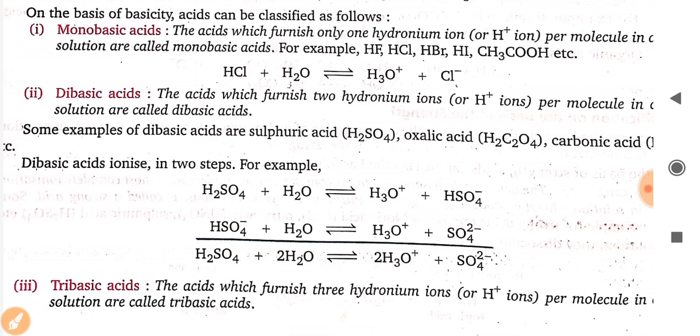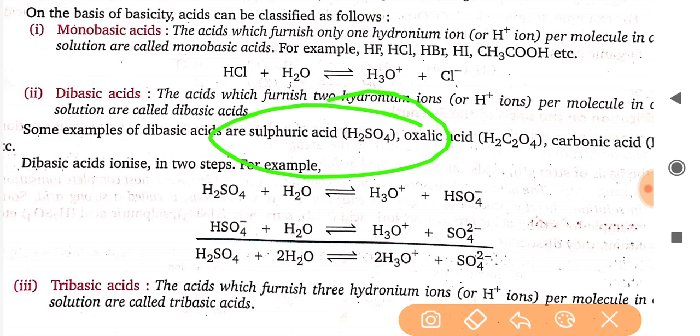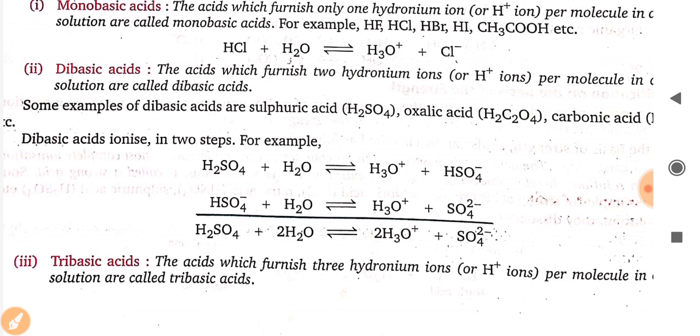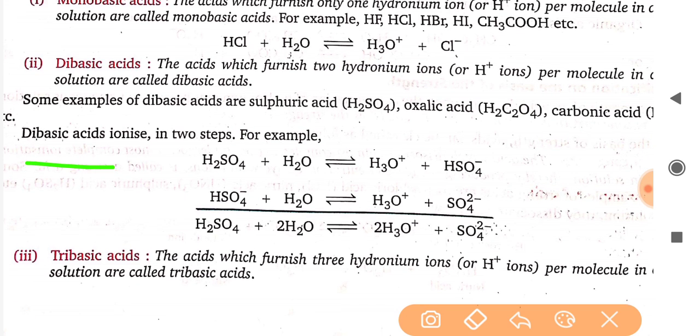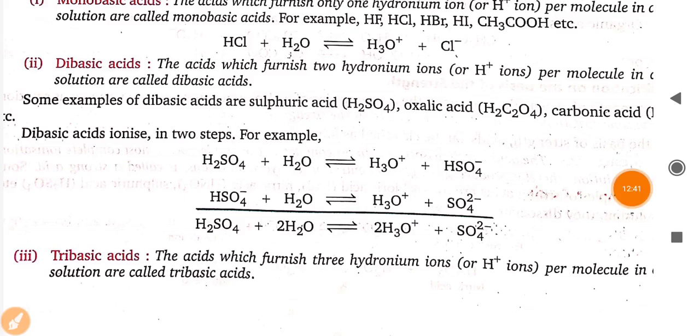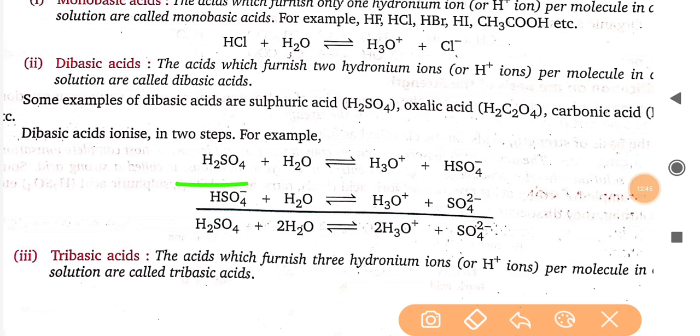Dibasic acids are the acids which furnish two hydronium ions, or H ions, per molecule in a solution. It means these acids dissociate into two hydronium ions when dissolved in water. You can see that dibasic acids ionize in two steps. For example, H2SO4 plus H2O gives H3O plus and HSO4 minus.